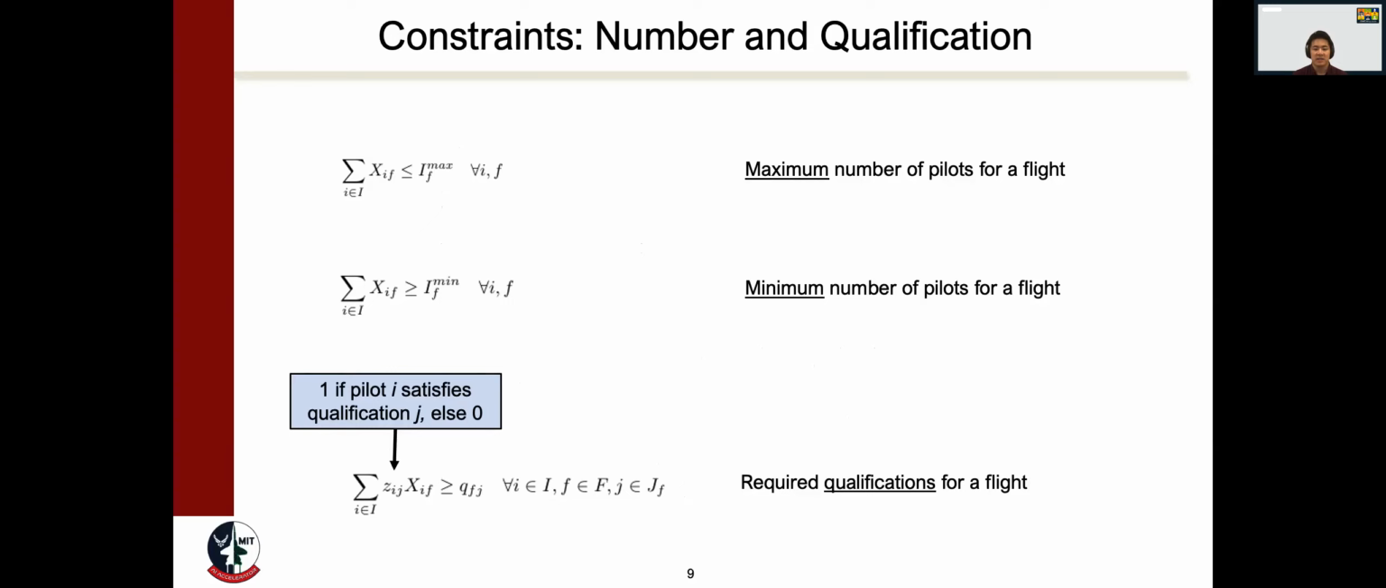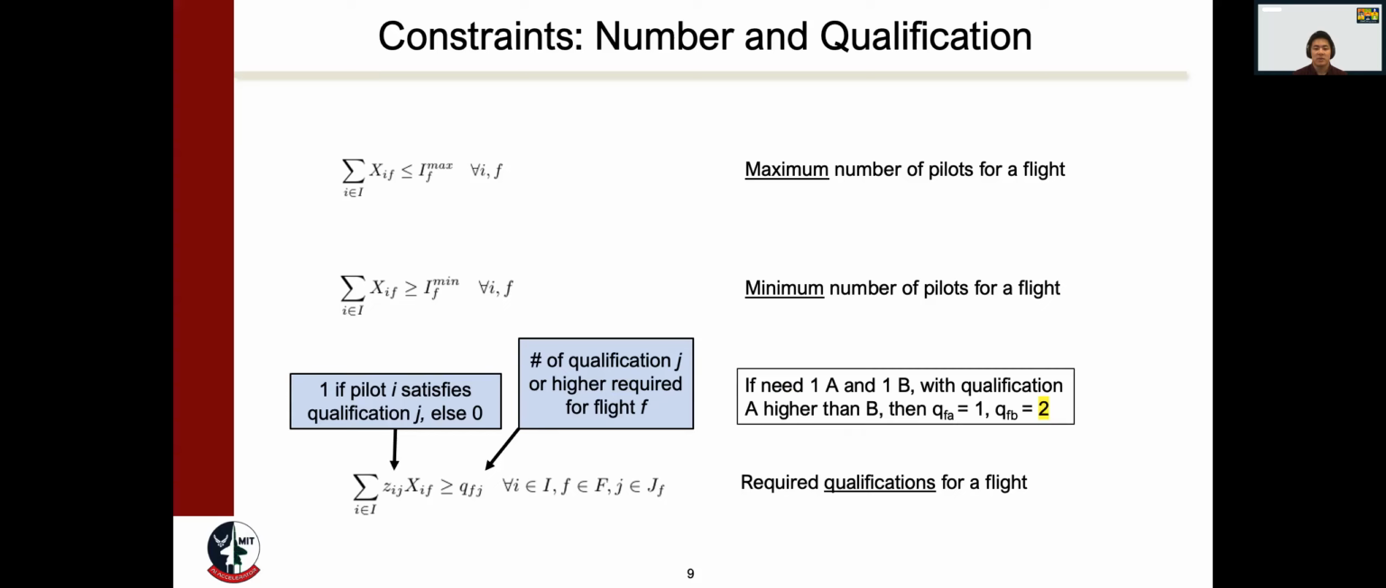The indicator variable Z is 1 if pilot I satisfies qualification J, else it is 0. J is a qualification required by flight F. We multiply this variable by the decision variable X of whether pilot I is assigned to flight F, and the sum of this across all pilots must be greater than or equal to Q, which is the number of personnel with qualification J required for flight F. There's a subtle detail here such that Q is the number of personnel required for qualification level J or higher.